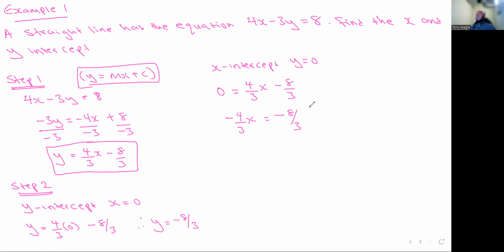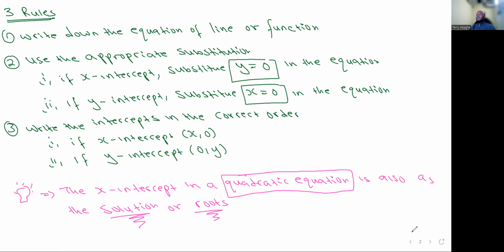To get rid of this 3, I will multiply both sides by 3. This will cancel that to give you minus 4x is equal to minus 8. To get rid of the minus 4, you divide both sides by minus 4, then x is going to be equal to 2. So the x-intercept is 2, and the y-intercept is also minus 8 over 3.